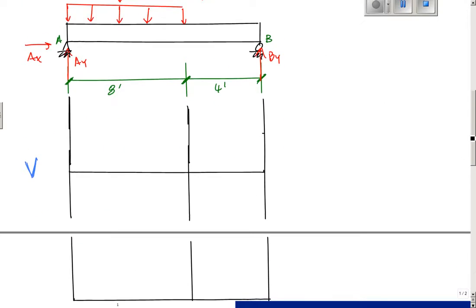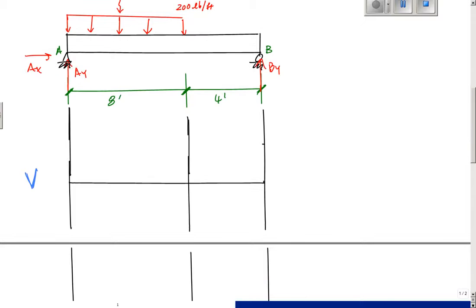So let's tell this story going left to right. For the shear diagram, at this point I start at 0. My Ay was 1066.67, so I go up to 1066.667. And these are all in units of pounds force.